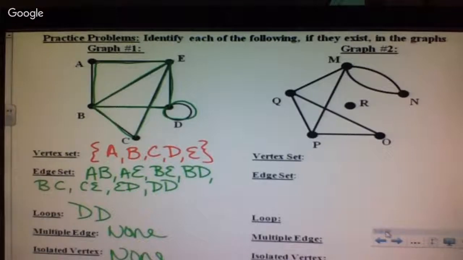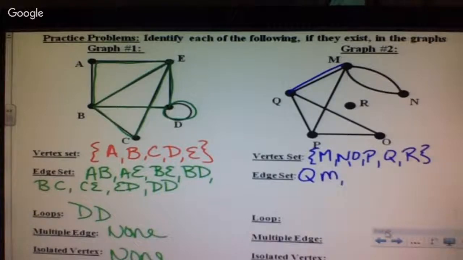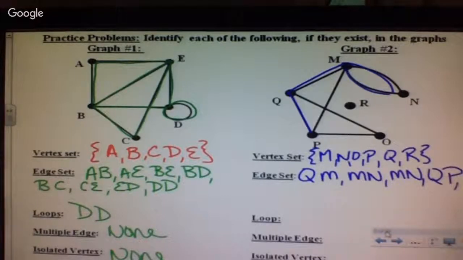Graph number 2. Vertex set. Again, I'm very particular. M, N, O, P, Q, and R. I don't know, that's just the way my brain works. I love them in alphabetical order. Okay. I have a line that connects Q to M. I have 2 lines that connect M to N, so I need to write that twice. I have a line that connects Q to P. I have a line that connects P to O. There's a line that connects Q to O. And a line that connects P to M.